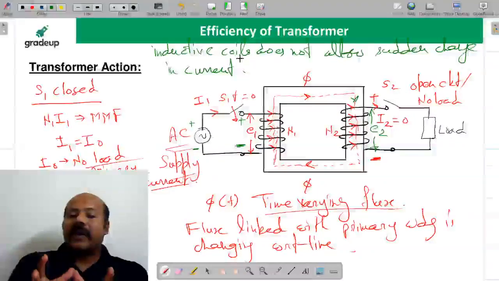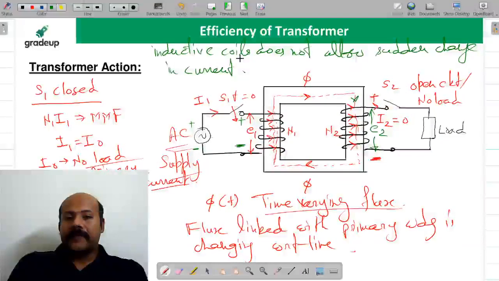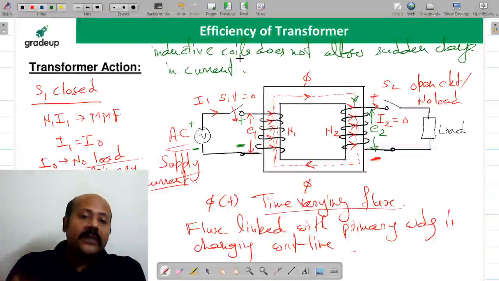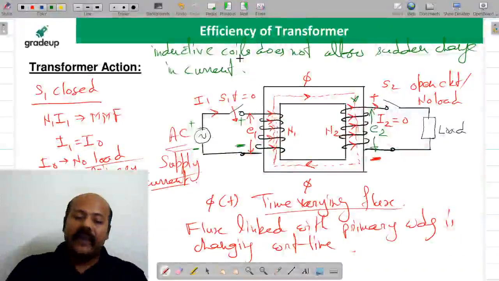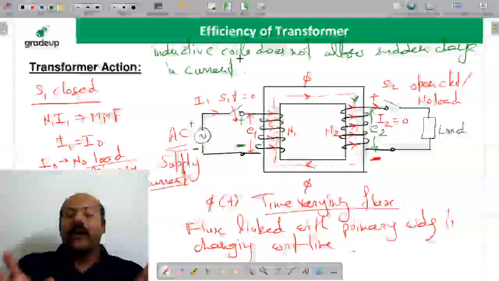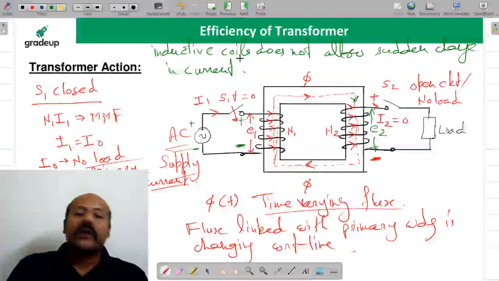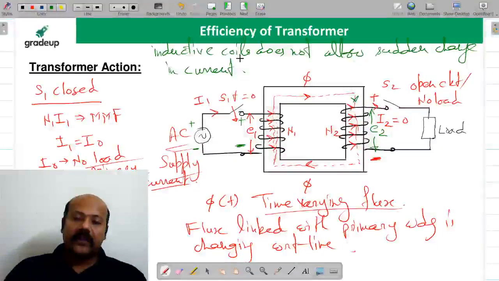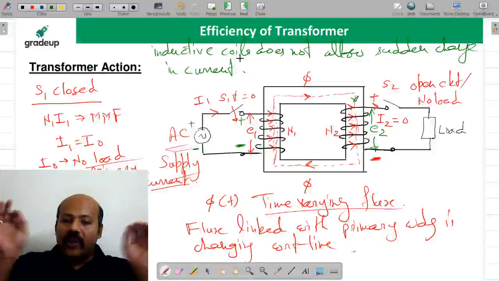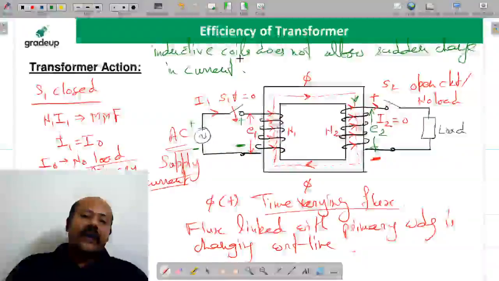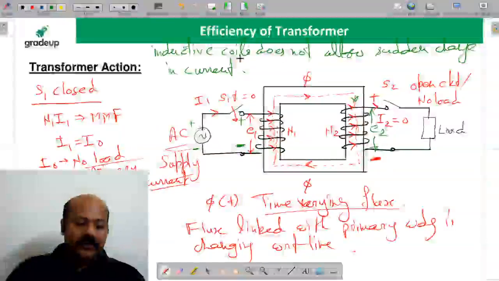This phenomenon of connecting the load at the secondary side, and the load being supplied by the source connected at the primary winding, this phenomenon we are calling as the transformer action. All of you please tell me whether you are comfortable with this understanding of transformer action or not. Because if you don't understand this, then even if you do the numericals, you are not going to understand the transformer properly.